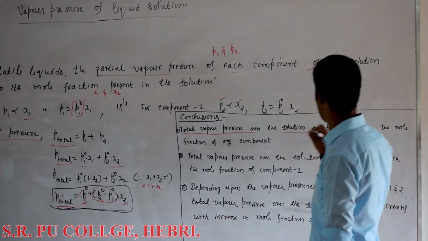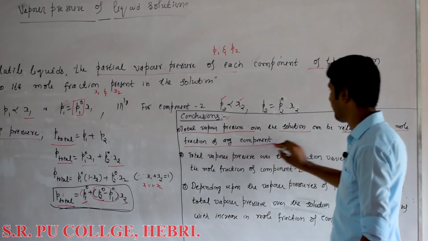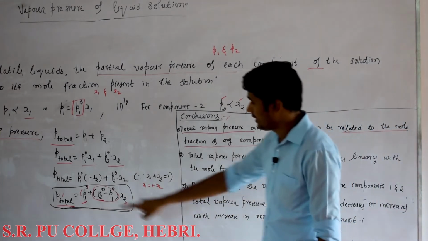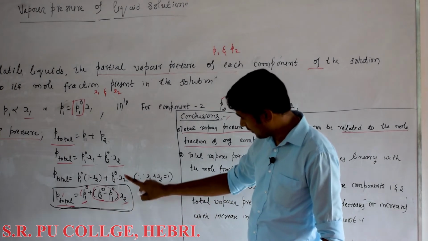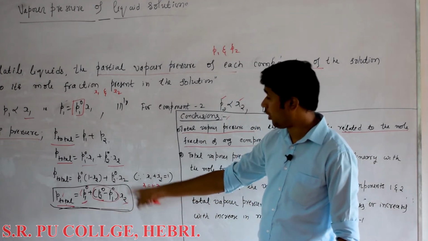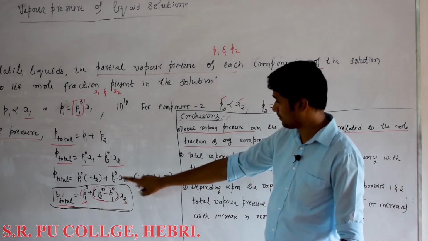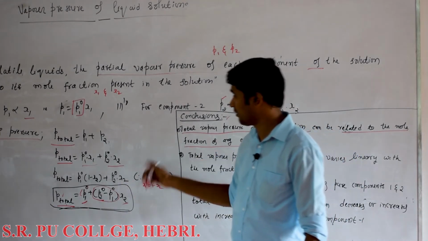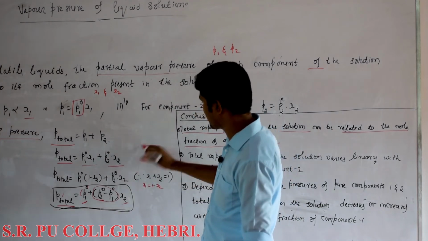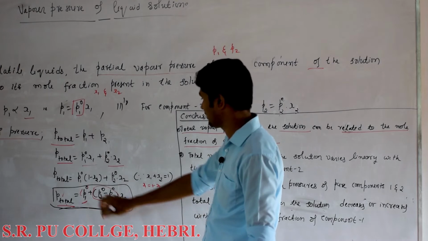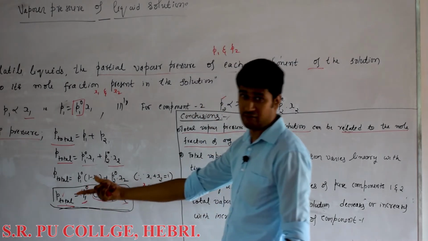Total vapor pressure over the solution can be related to the mole fraction of any component. Here we can write P total in terms of mole fraction of component 2, or you can write P total in terms of mole fraction of component 1 also. For that purpose, you have to write x2 in terms of x1, using this equation. So P total can be written in terms of x2 or in terms of x1.